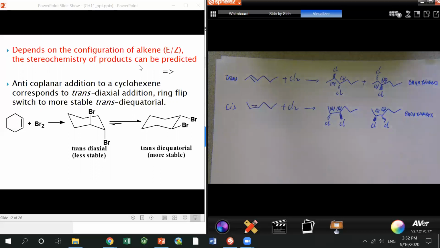Also, if we do the addition of bromine to cyclohexene, a six-membered ring with a double bond inside, you first get the anti-addition product, the trans-diaxial product. Because this one is not stable, it quickly does a ring flip to the di-equatorial product.